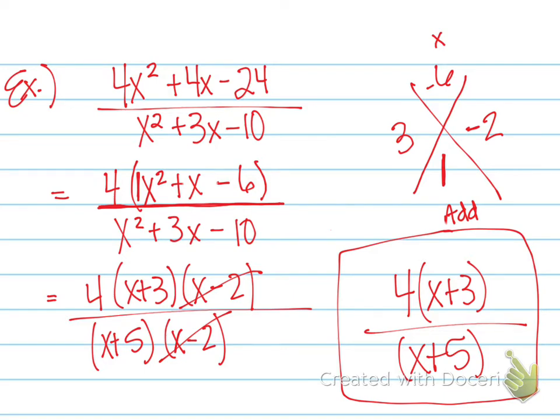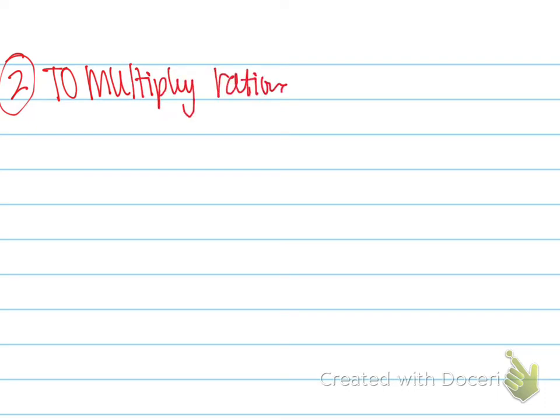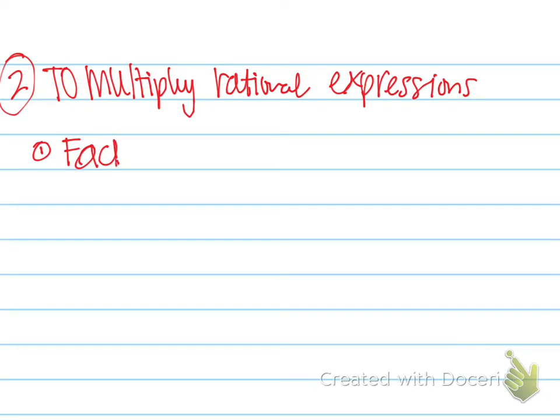So now we are going to learn the steps to, so this is the second kind, to multiply rational expressions. So the first step is still the same. So it is factor the top and the bottom, also known as the numerator and the denominator.